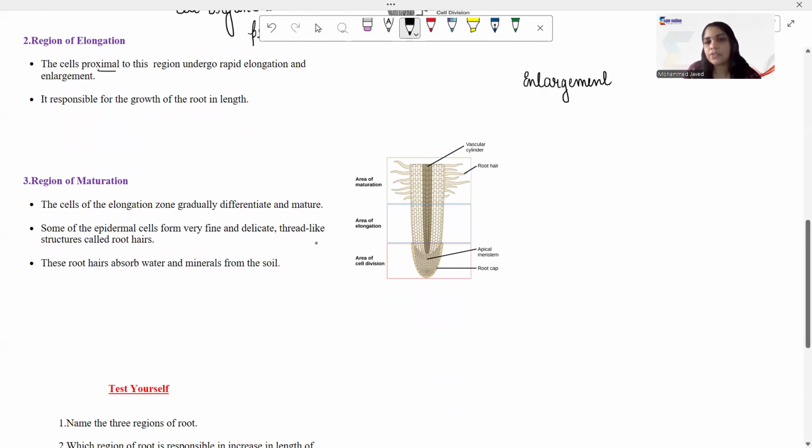What are the cells undergoing? They are undergoing enlargement. Because in the region of meristematic activity, we have seen the cells are small, thin-walled, isn't it? In this particular region, the cells are enlarging. How are they enlarging? It is mainly because of various reasons.